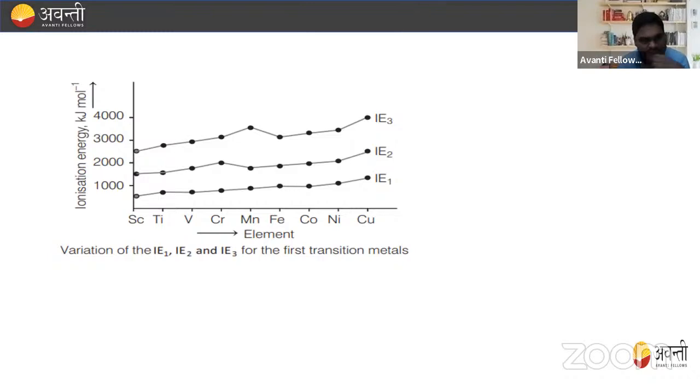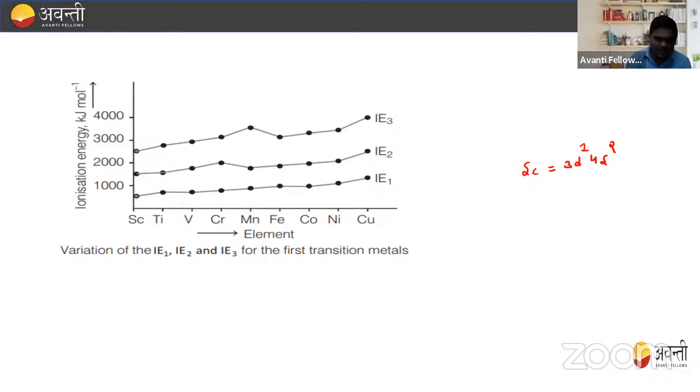So we can observe that the consecutive ionization enthalpies increase when you calculate IE1, IE2, and IE3, right? So basically, what is IE1? Scandium is 3d1 4s2, right? So in the first case, we have to remove the electron from the 4s, then again one from 4s, and then from 3d. Similar in the case of titanium.